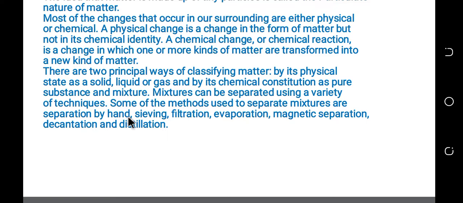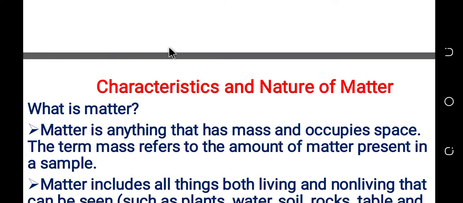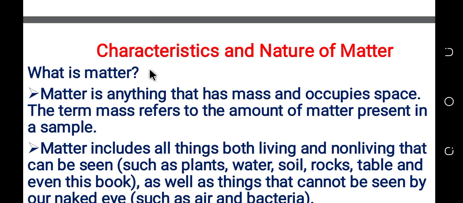ስለዚህ ከዚህ ጋር ኬሚካል ቼንጅ ፊዚካል ቼንጅ ብለን አይተናል፤ ሶሊድ ሊኩዊድ ጋዝ ተብሎ እንደሚከፈሉ፣ ፒውር እና ሚክስቸር የምንለይባቸው መንገዶች አይተናል። ቀጥታ የምንሄደው ወደ characteristics and nature of matter ነው። What is matter? Matter is anything that has mass and occupies space.